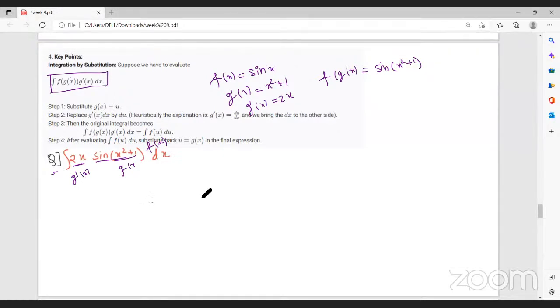So I can put the substitution like this: x square plus 1 equals u. Differentiating both sides, I get 2x dx equals du. Putting 2x dx equals du and x square plus 1 equals u inside the integral, what I will get is sine of u into du.